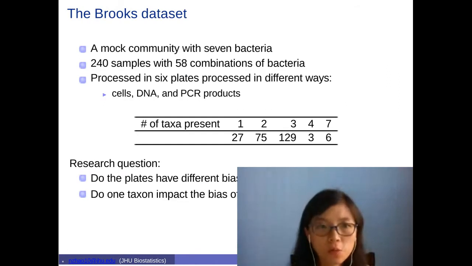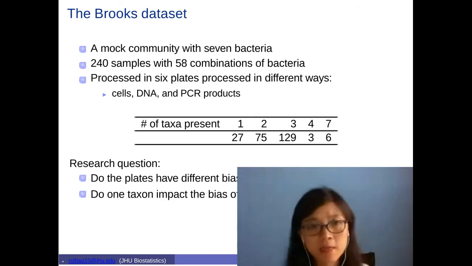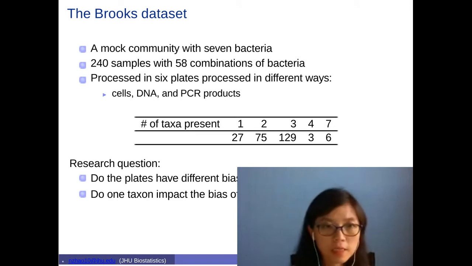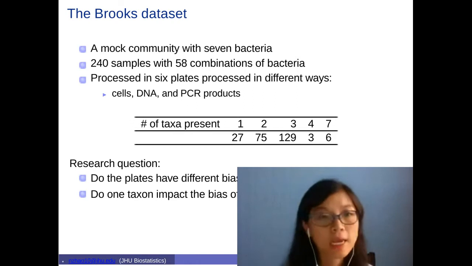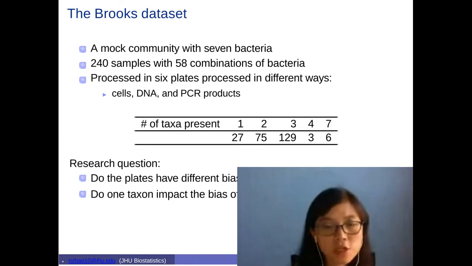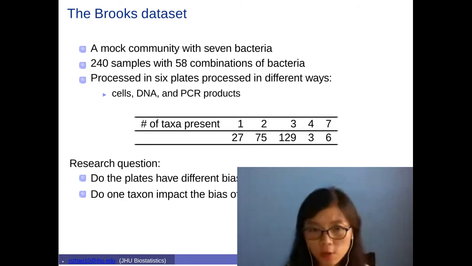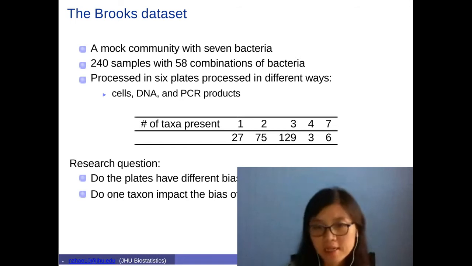So the data set that we use is the Brooks data, from Paul Brooks. This is a mock community with 7 taxons. This is a fairly large data set that has 240 samples with 58 combinations of bacteria. Essentially, they have 7 different bacteria that they mix in different proportions, where the proportions are known, so that we know the true relative abundances, and therefore we will be able to model the biases.